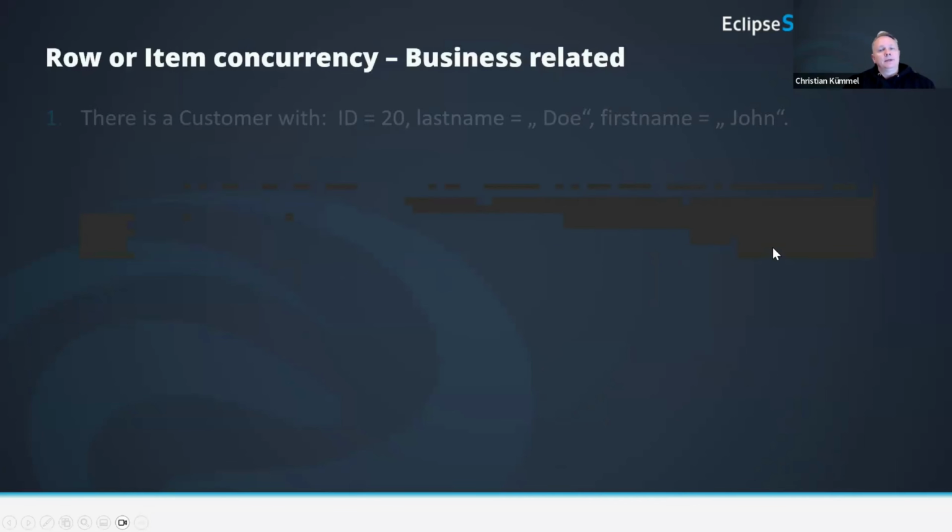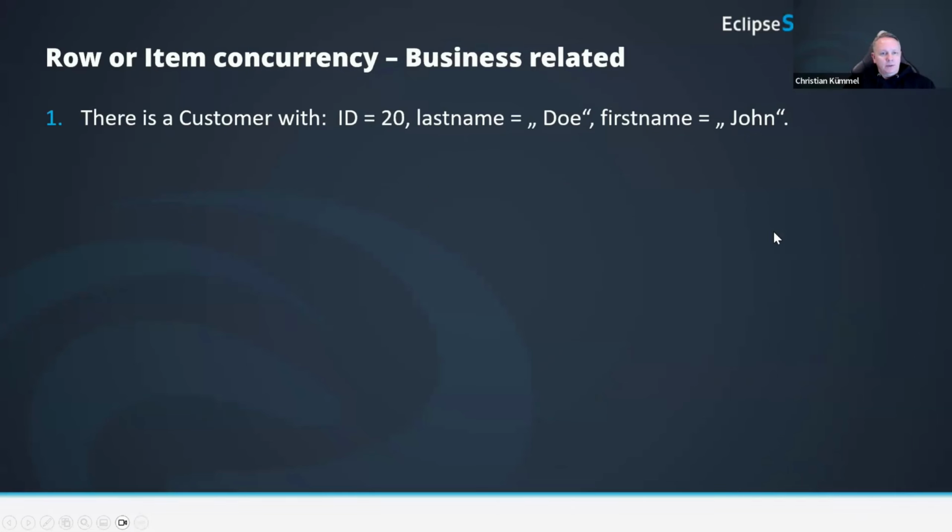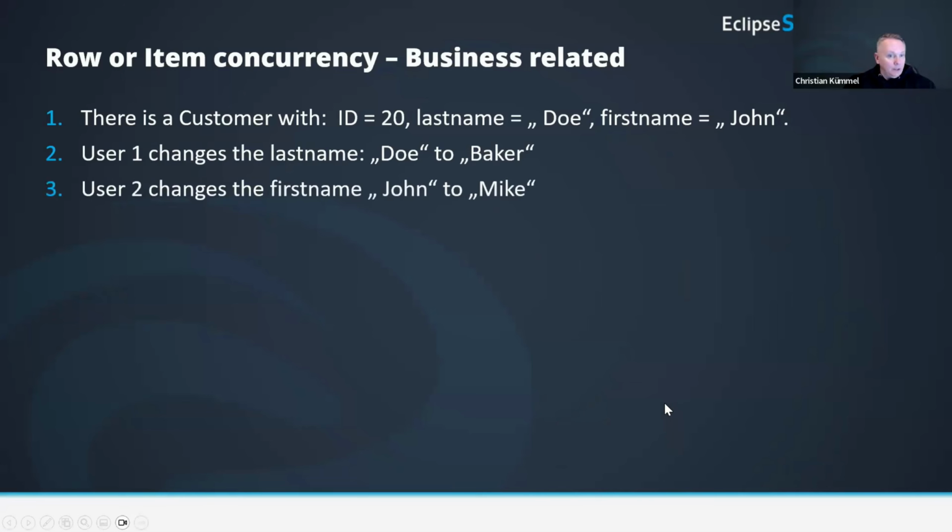But there are other business-related concurrencies, and I think this is quite a popular example. There is a customer with ID 20, last name Doe and first name John. User 1 changes the last name from Doe to Baker. A second user changes the first name from John to Mike.